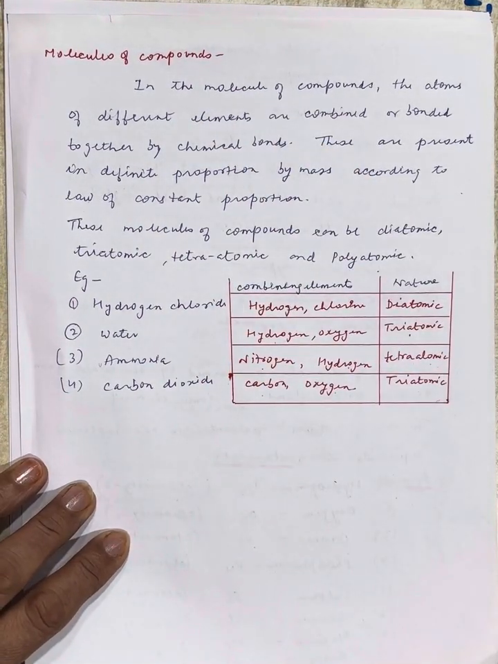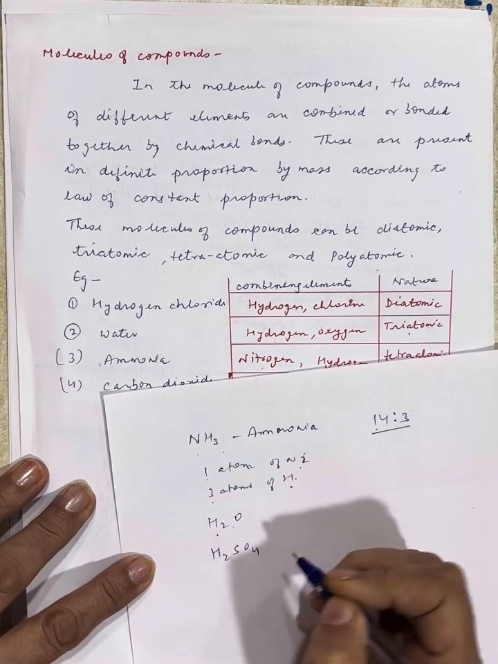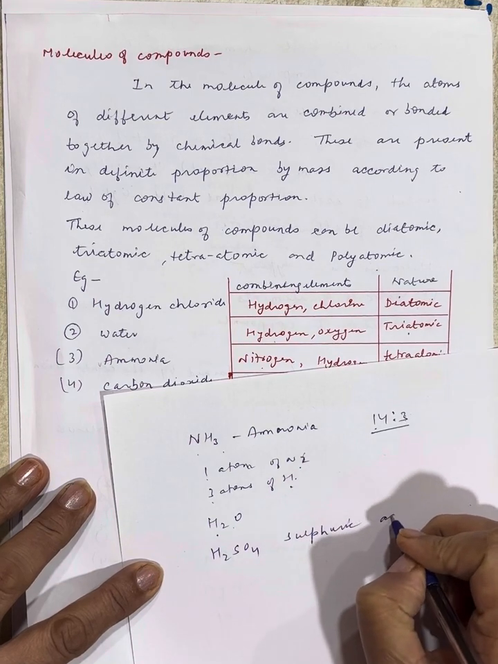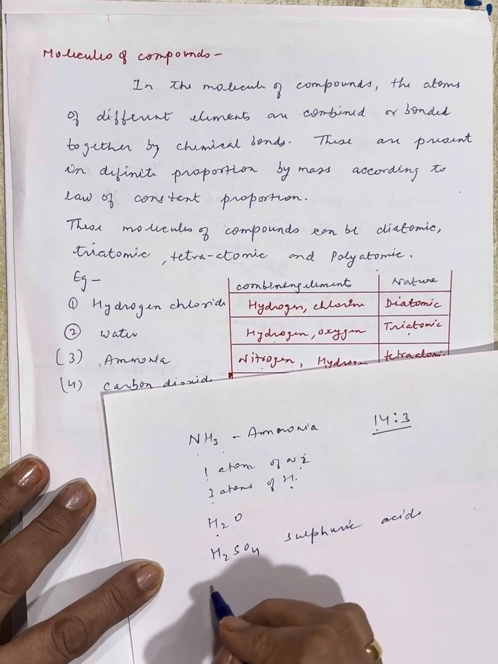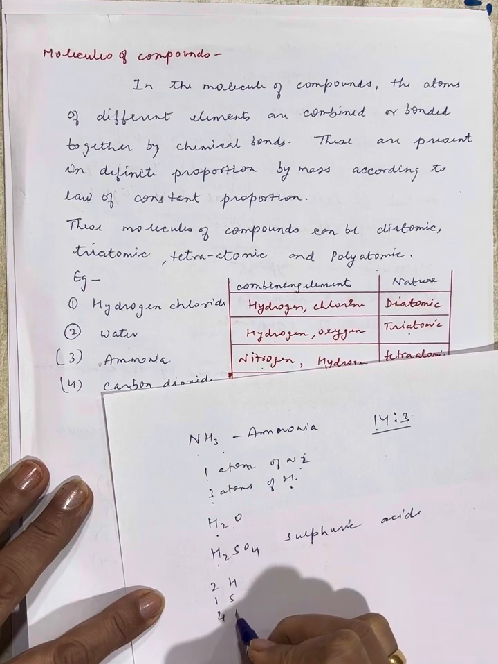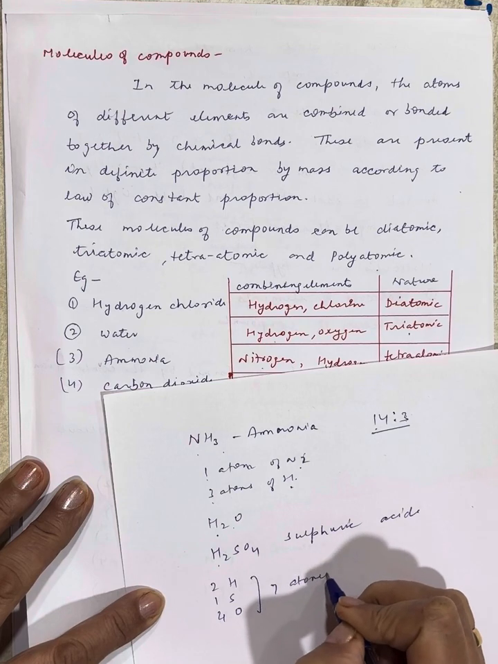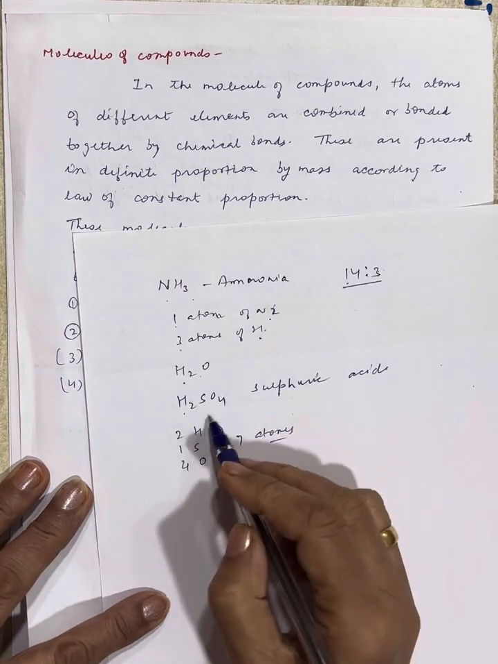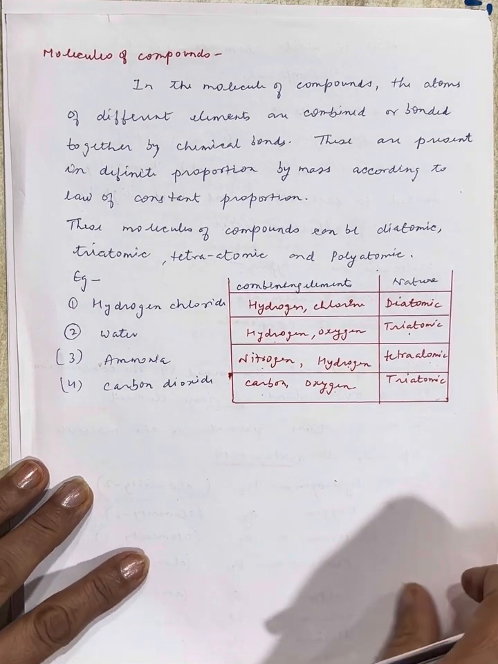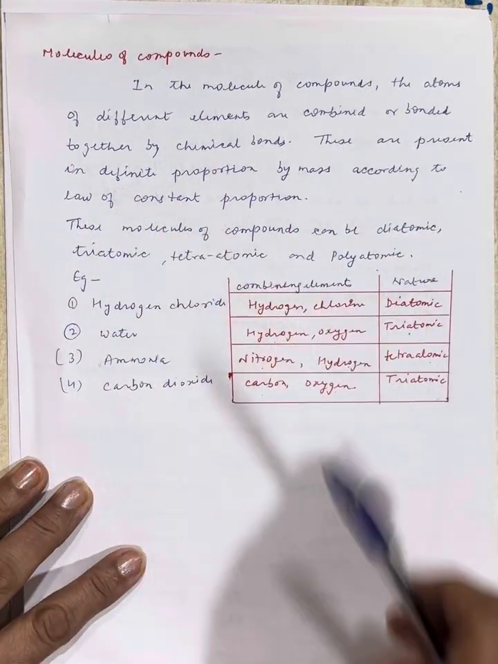We have many more molecules of compounds, like H2SO4. What is H2SO4? This is sulfuric acid, okay? So how many atoms are there? 2 hydrogen atoms, 1 sulfur atom and 4 oxygen atoms are there. So total atoms are 7. So 7 atoms are there in this sulfuric acid molecule. This is a molecule of a compound. Okay. So we can calculate the atomicity of a molecule of a compound as well.